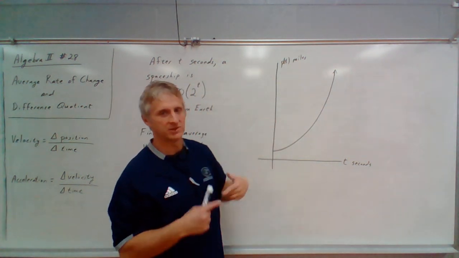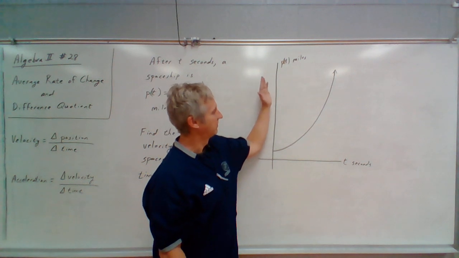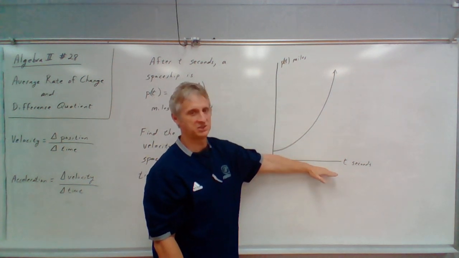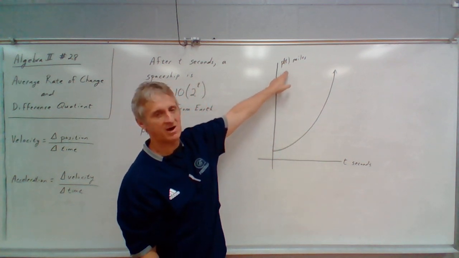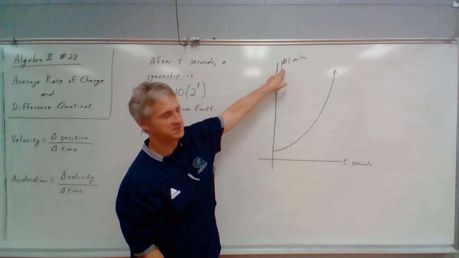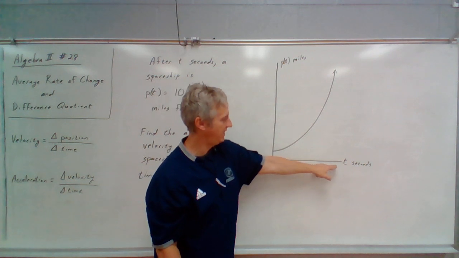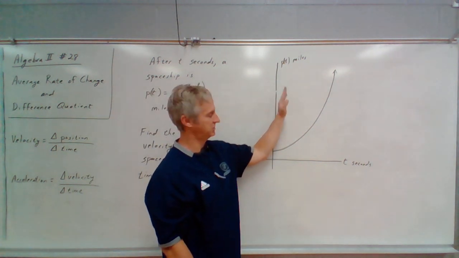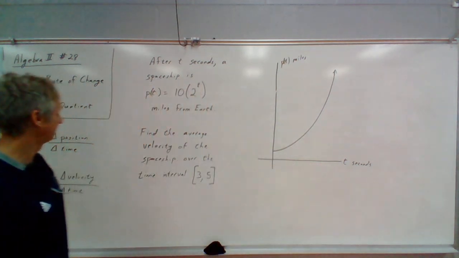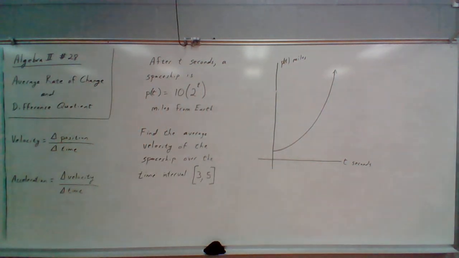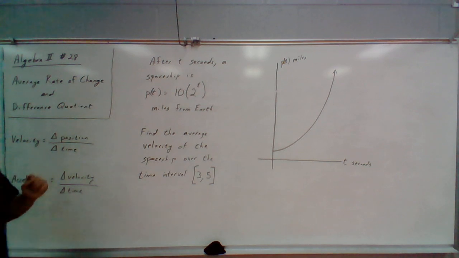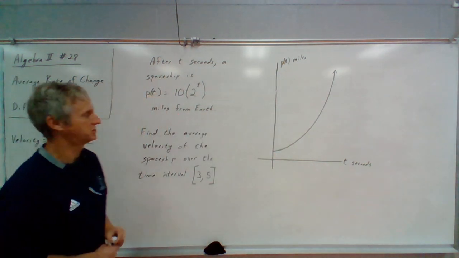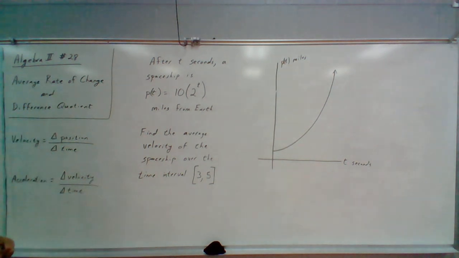Right? So again, let me say that. If I found the slope of this, that would be the change in y over the change in x. In this case, my y is position and my x is time. So if I found the slope, I would have change in position over change in time. That's exactly what velocity is. So to find velocity, I'm going to be wanting to find the slope of this position curve. All right, so let's think about this question.